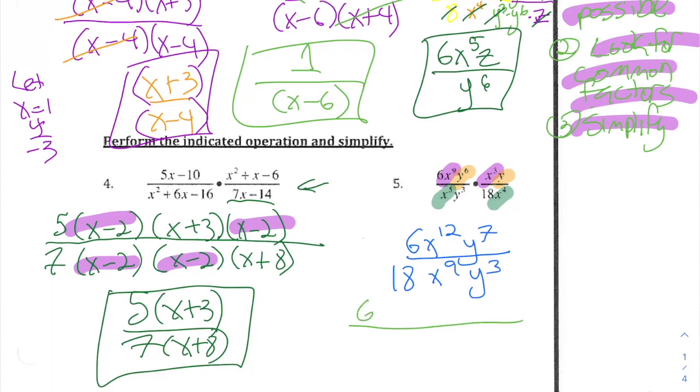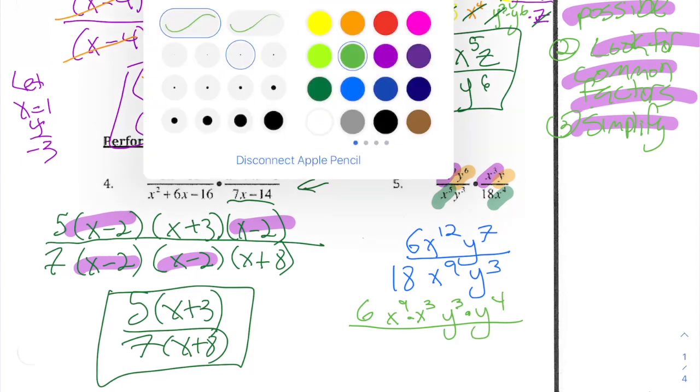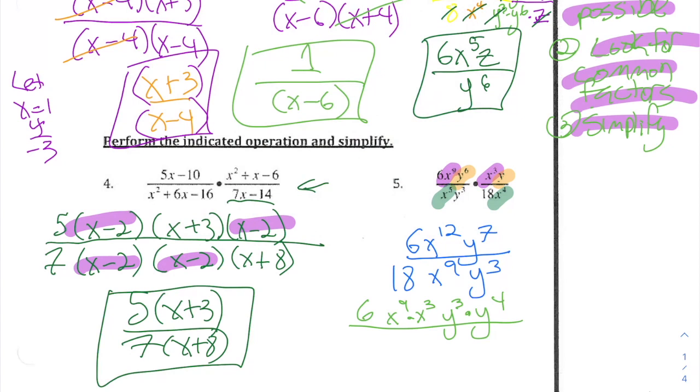So 6 is actually a factor of 18, so I don't have to rewrite 6. x to the 12th, well, that's just x to the 9th times x to the 3rd. And y to the 7th, well, that's just y to the 3rd times y to the 4th. And I purposely rewrote it like this so we could see the common factors. 18, that's 3 times 6, x to the ninth, y to the third.